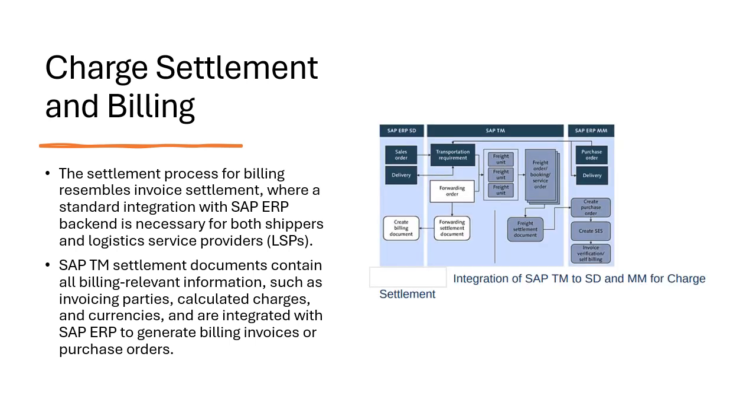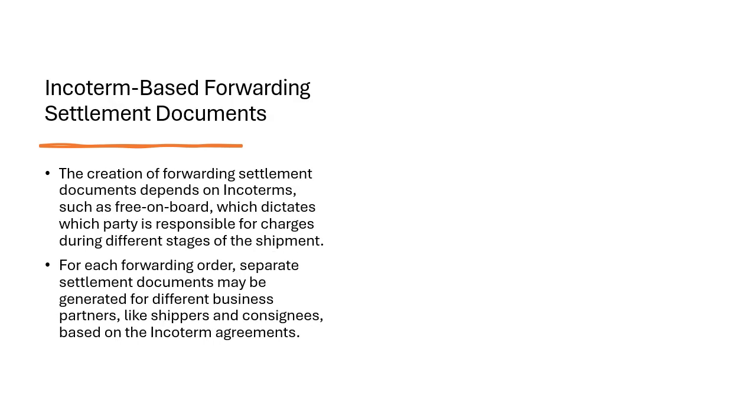This image actually shows the integration between SAP TM and ERP modules like Sales and Distribution and Materials Management for charge settlement. It also shows the document flow between SAP TM and ERP for shippers, carriers, and logistics service providers. Documents like forwarding orders and fleet settlement documents are a key component that leads to billing and procurement settlement. So next is Incoterm-based forwarding settlement documents.